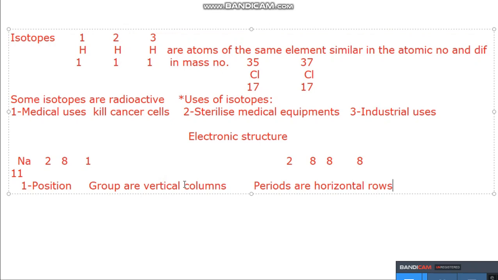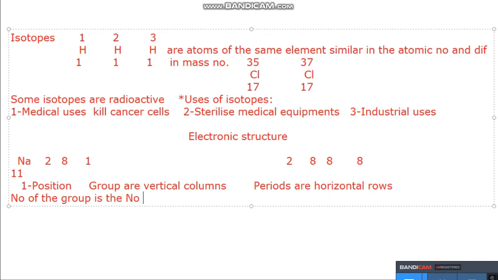Right. How can we identify the position of an element in the periodic table? How can we identify the group? The number of the group of the element is the number of valency electrons. What is meant by valency electrons? Valency electrons are the electrons in the outer shell. They are called valency electrons.